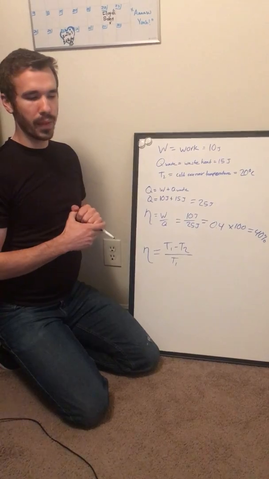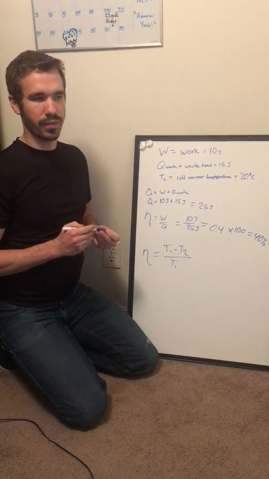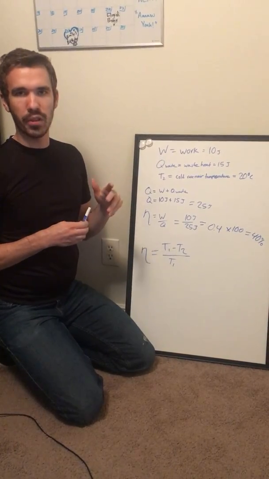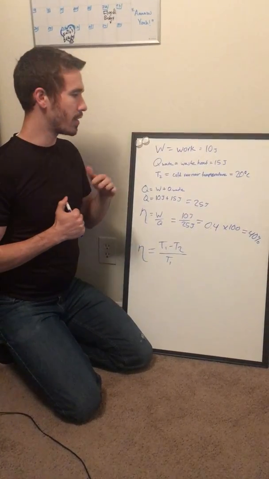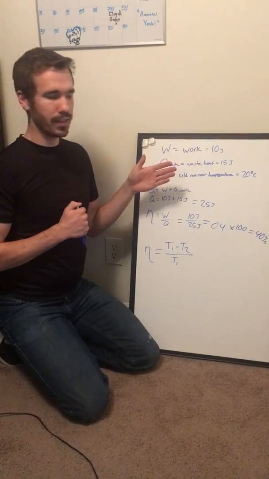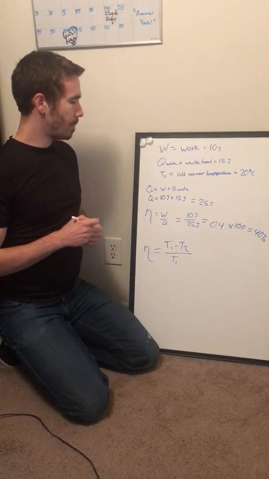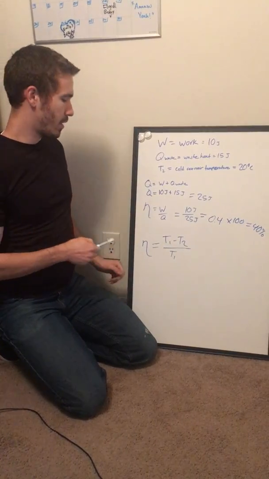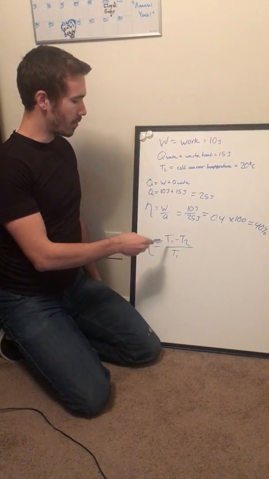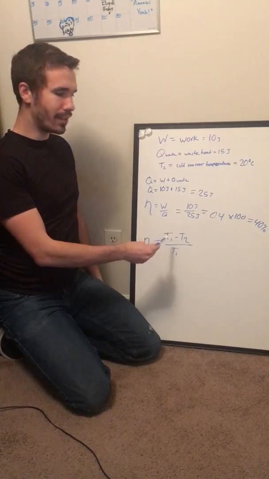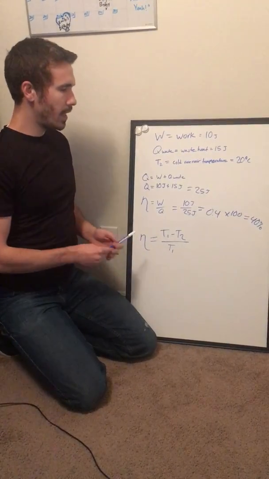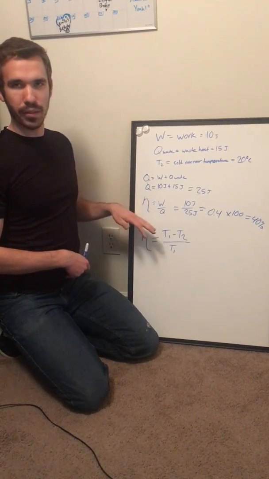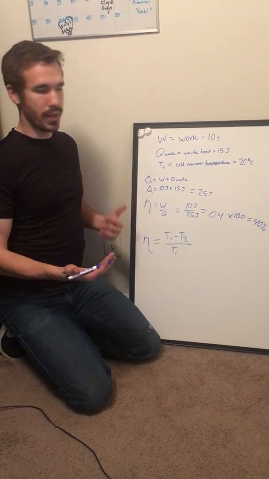For part B, the question wants us to find the minimum possible temperature for the hot reservoir if the cold reservoir is at 20 degrees Celsius. This problem is a little bit more complicated, but we have this equation that we can use, which is efficiency equals T1 minus T2 over T1. To solve part B, we need to input the information we have into this equation and basically solve for what we don't.